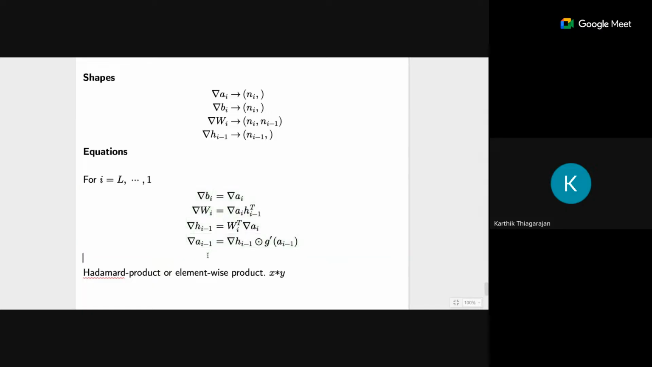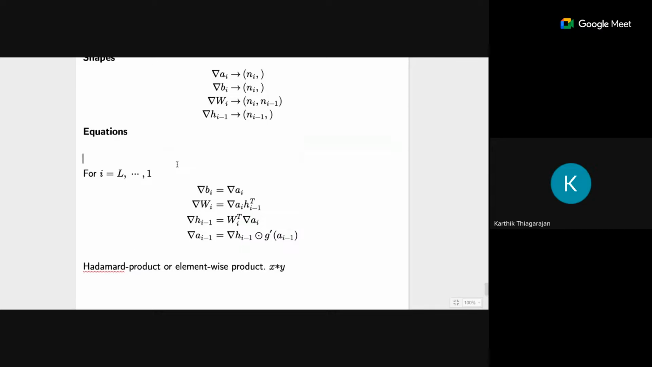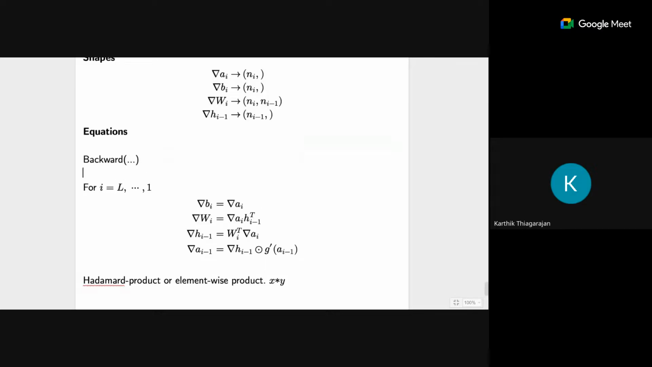So these are all actually things that are redundant, like collateral damage, right? In some sense, this h_i, a_i and all, you don't need. What you really care about is only W_i, b_i. Okay, so this is what this looks like. This is backward. Now backward will take a whole host of things as input. I'm just adding dot dot dot for now.